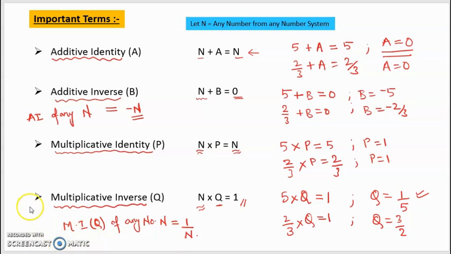I hope students you got an in-depth understanding of all these terms. These terms are very important and frequently asked in exams.